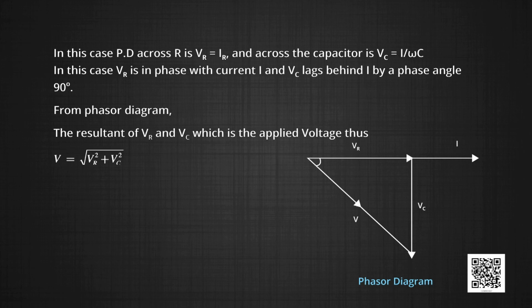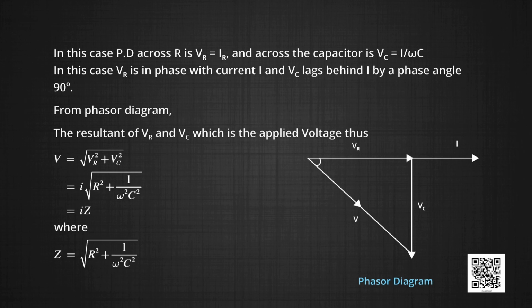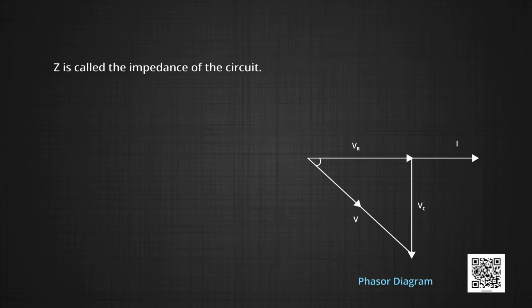From the phasor diagram, the resultant of V R and V C, which is the applied voltage, is thus V equal to the square root of V R squared plus V C squared. That is equal to I times the square root of R squared plus 1 upon omega squared C squared, which is again equal to I Z, where Z is the square root of R squared plus 1 upon omega squared C squared. Here Z is called the impedance of the circuit.